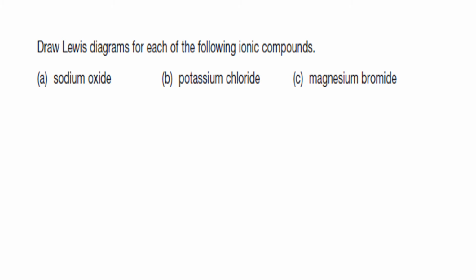Okay, draw Lewis diagrams for each of the following ionic compounds. Once again, I'm going to do one of these and leave the other two for you to try. So potassium chloride. Potassium is K, chloride is Cl. Potassium on its own would have 1 valence electron, and chlorine on its own would have 7 valence electrons. This one's going to get transferred down there, and they'll be even.